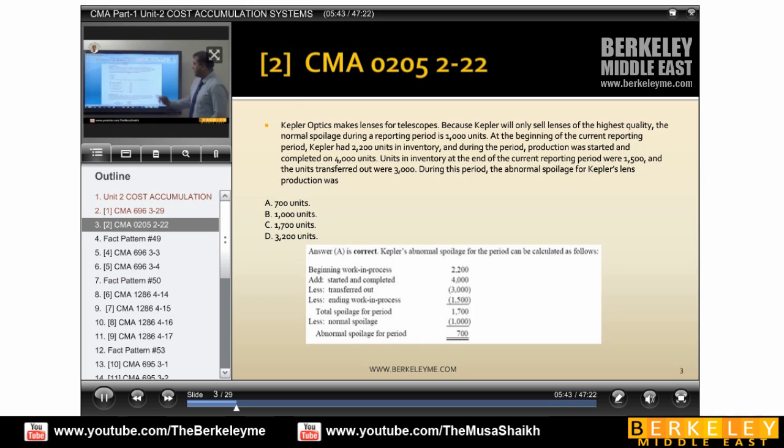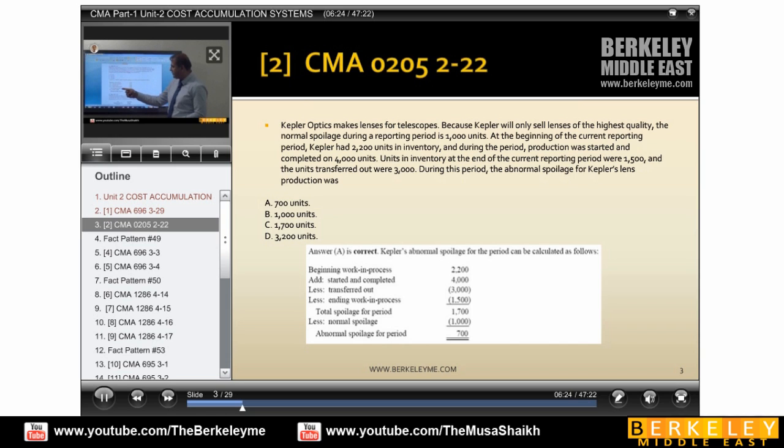This is the concept. He says that the highest quality normal spoilage is 1000, and at the beginning of the current reporting period he had 2200 units in inventory. So I will start working. You have 2200 units in beginning work in progress. Then during the period production was started and completed 4000 units, so it is added, and obviously at the end of the period you have 1500 that has to be deducted, and you transfer 3000 out of that, right? So we have to deduct this.